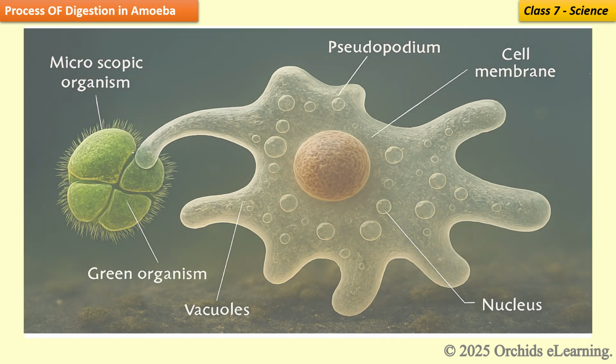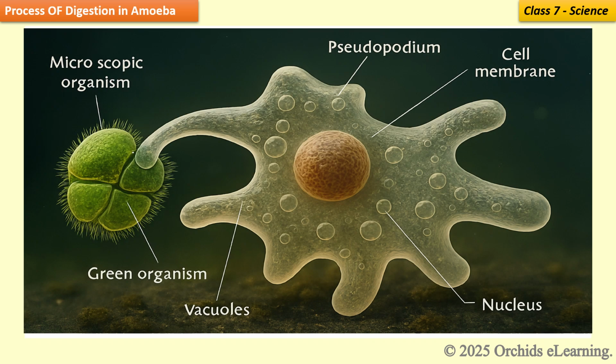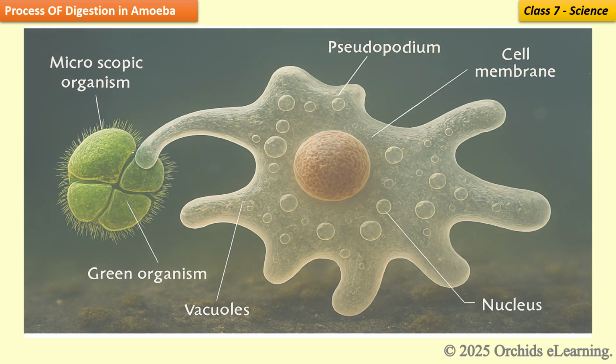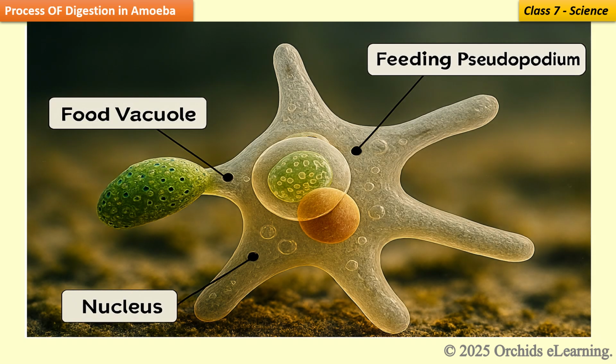Amoeba feeds on some microscopic organisms. Amoeba engulfs food with the help of pseudopodia. Then, food is trapped in the food vacuole. Food is digested in the food vacuole with the help of digestive juices. Gradually, the digested food is absorbed and used for growth, maintenance and multiplication. The undigested food is expelled outside by the vacuole.